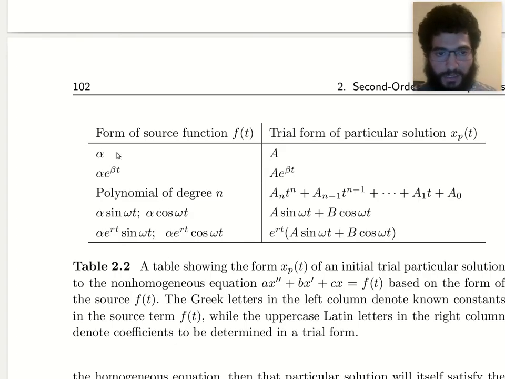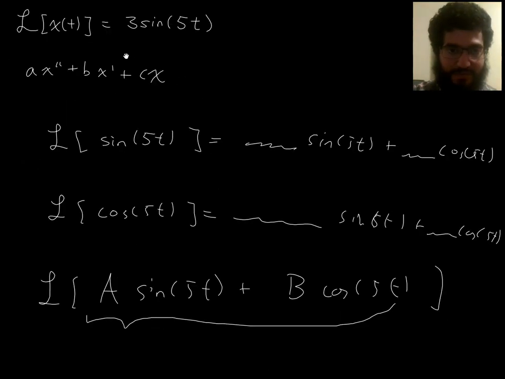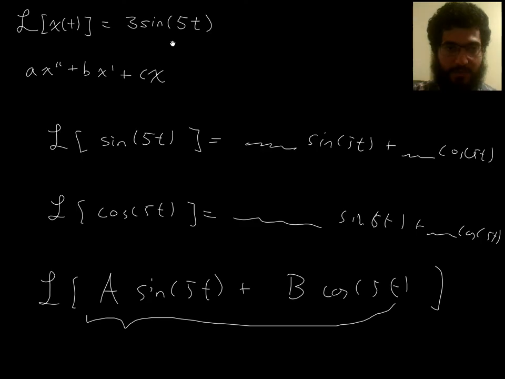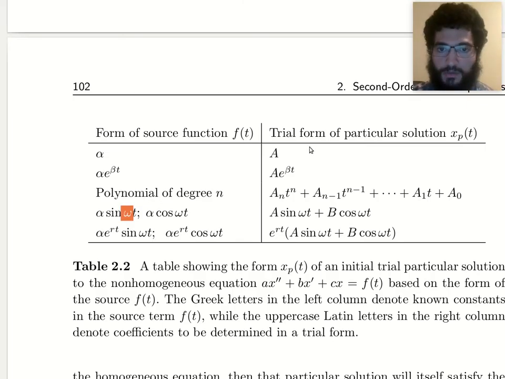So for example, this one, 3 sine 5t, that's a source function like this one, alpha sine omega t, where my omega was 5. Then it's telling you what to guess. It's saying guess something times sine 5t, my omega is 5, plus something times cosine 5t. So the omega here is the same as the omega here.